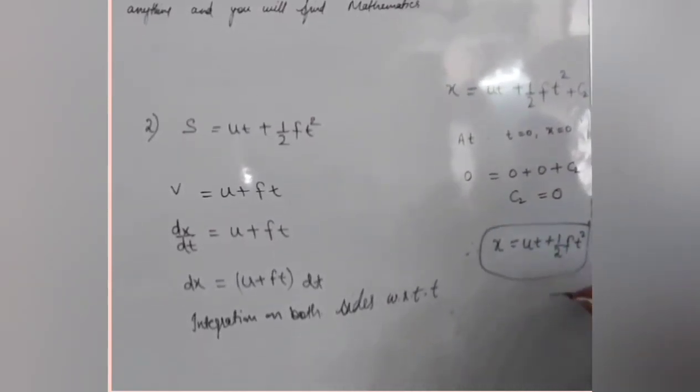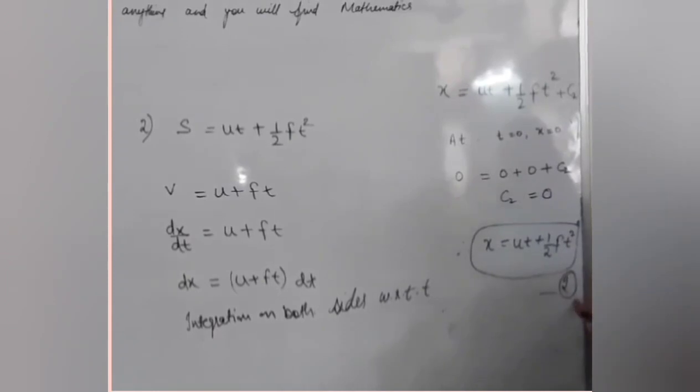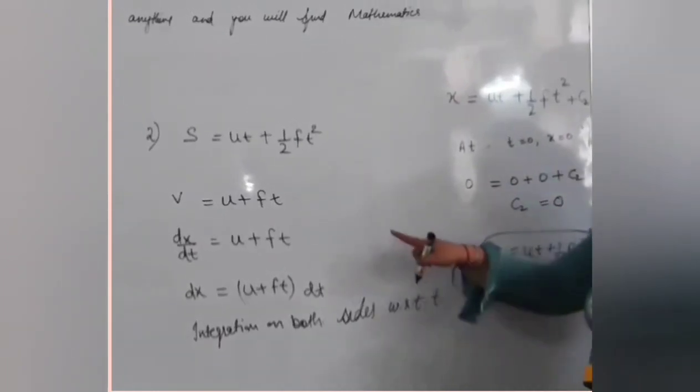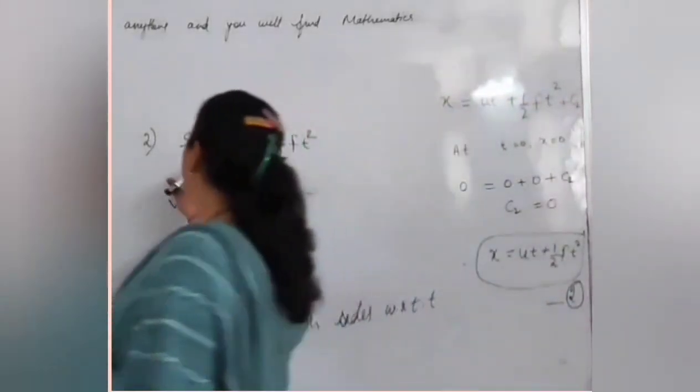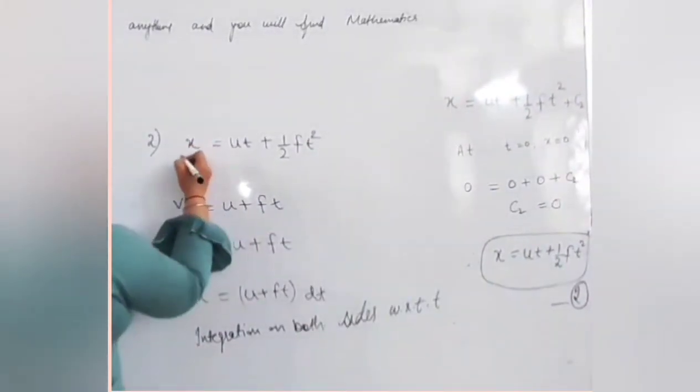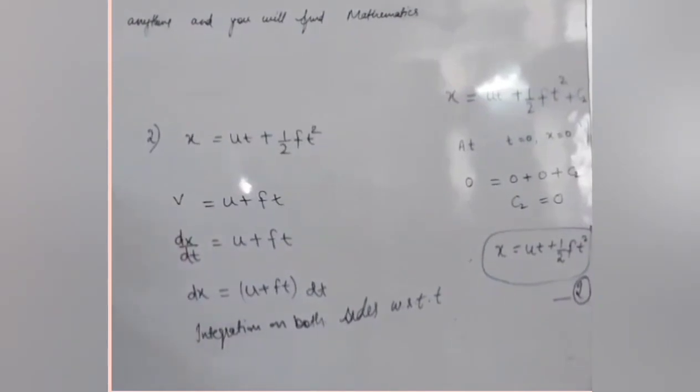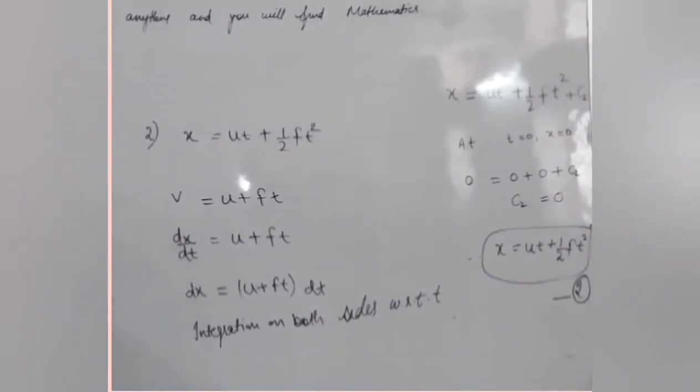So this is our second equation, also proved. We have taken here v is equal to dx upon dt. In the formula you can take s or x to denote the distance. Now we will prove this.